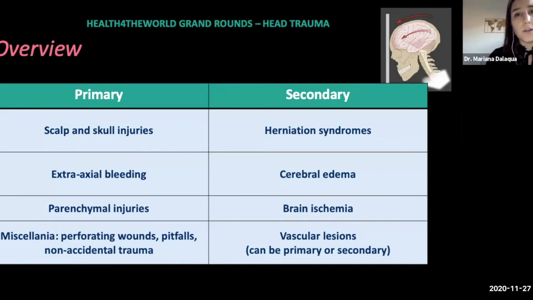And talking about secondary injuries, these are injuries that we're going to try to prevent. Many times we cannot prevent the primary injuries, but we can prevent some of the secondary injuries. So herniation syndromes, cerebral edema, brain ischemia, and secondary vascular lesions. Vascular lesions can be primary as well. So keeping the patient well oxygenated with a low CO2, the right head decubitus, the right tension, all of that are measures to try to avoid secondary injuries. So we should talk about that.